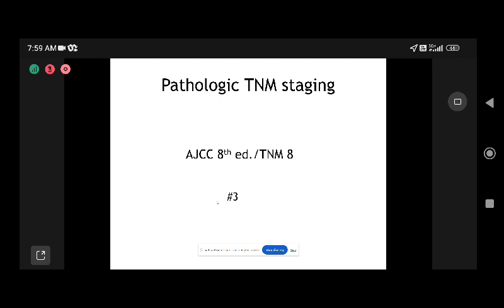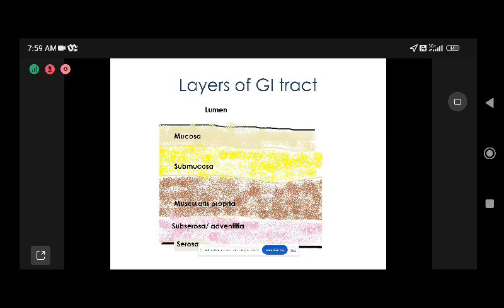So now we have the TNM 8 staging which we are doing, and unlike other systems where the tumor size is taken into account for tumor staging, here it is the extent of invasion into the layers of the GI tract that TNM is provided. So this is the mucosal layer, the submucosal layer, then we have the muscularis propria layer, then there is a layer of subserosa or adventitia, and a layer which is covered with serosa. So these are the layers, and we see how much is the tumor extent through the layers of the bowel that determine the T staging.